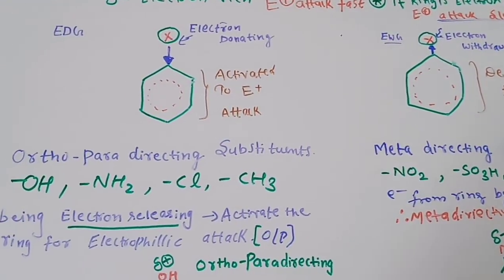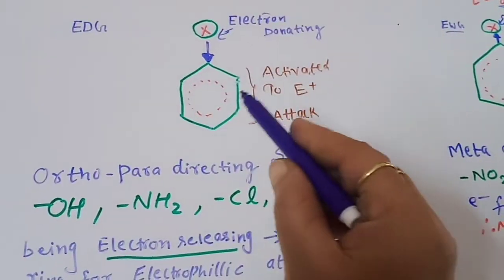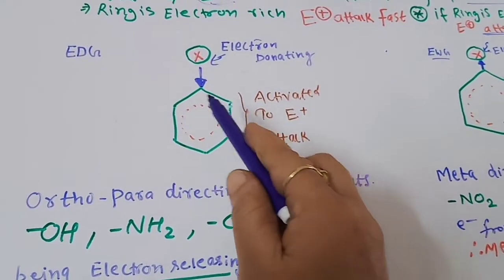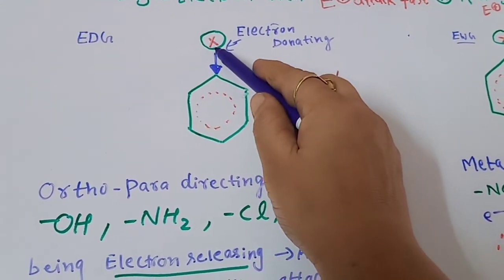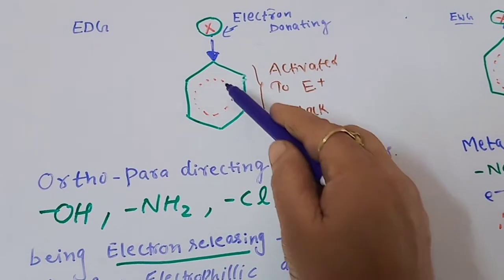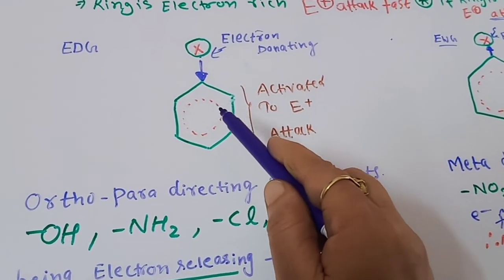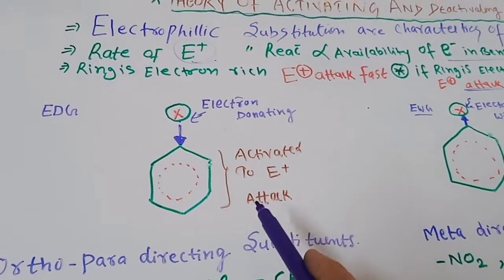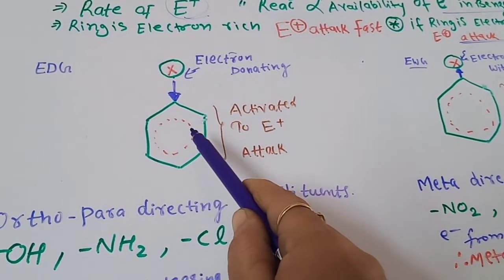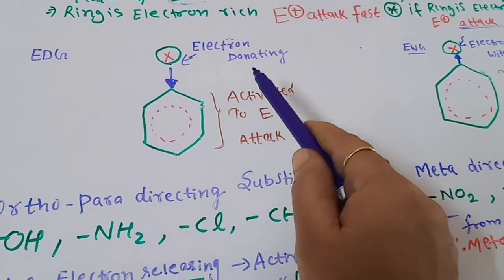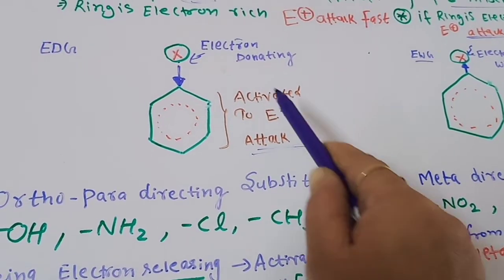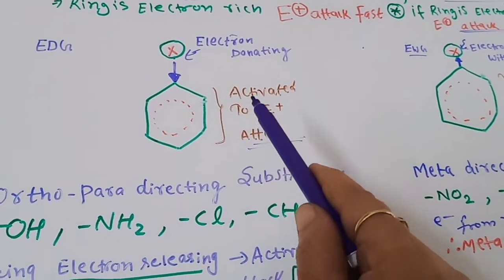Now we can see that there are certain groups. If an electron donating group is attached to the benzene ring, if X is a substituent which is donating electrons to the benzene ring, the ring will be more electron rich, and hence the electrophilic substitution reactions can take place fast. This electron donating group will activate the ring for the electrophilic attack. We can see which groups will be the activating groups.